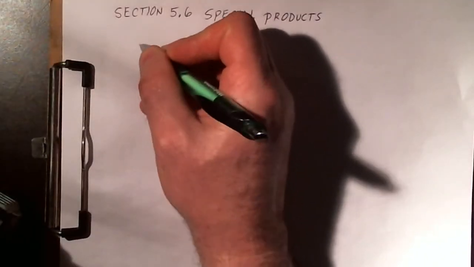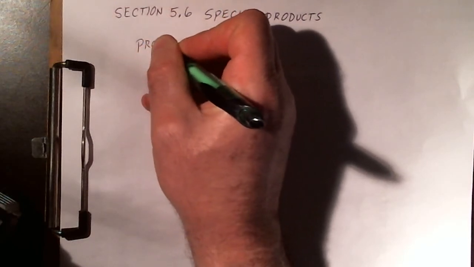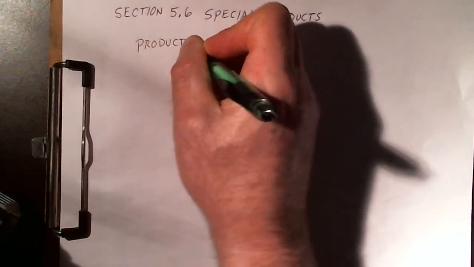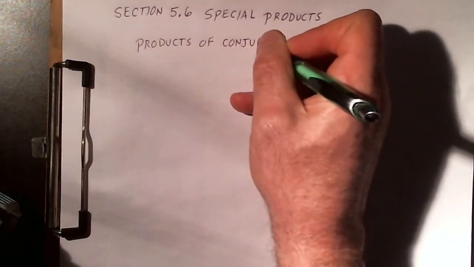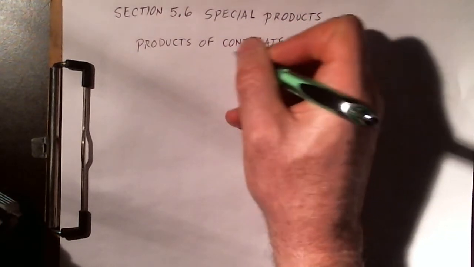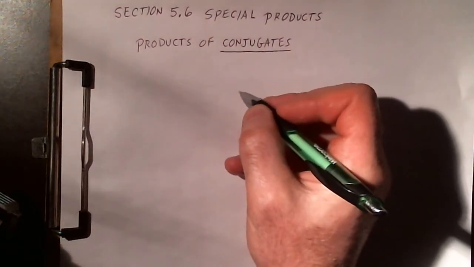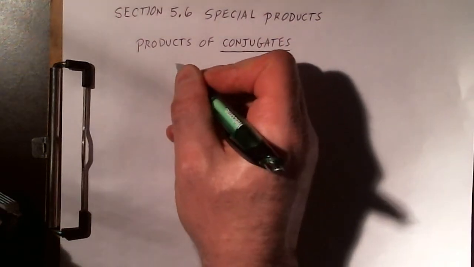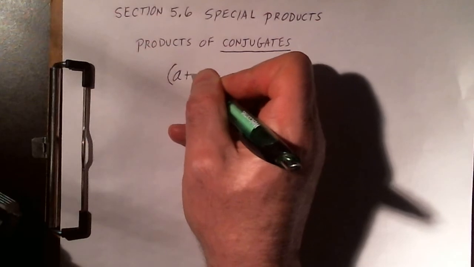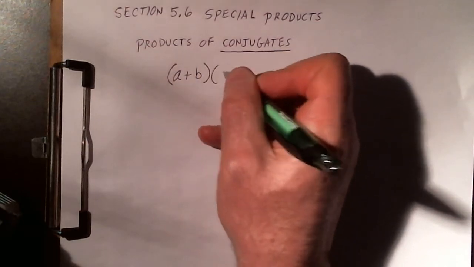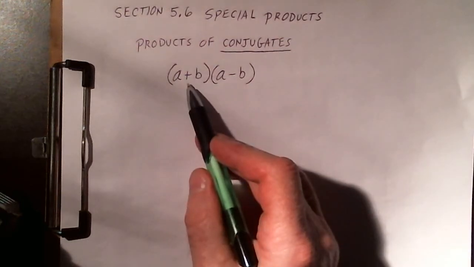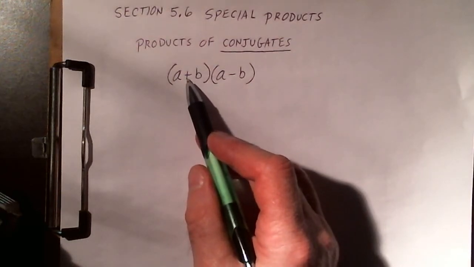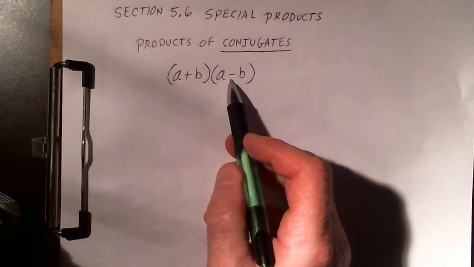First of all, we have the special products of what are called conjugates. We say two binomials are conjugates of each other if they differ only by the sign in between their terms. So here's an example of two conjugate binomials. Notice the only difference between these binomials is just the sign in between the terms. One's a positive and the other one's a minus.